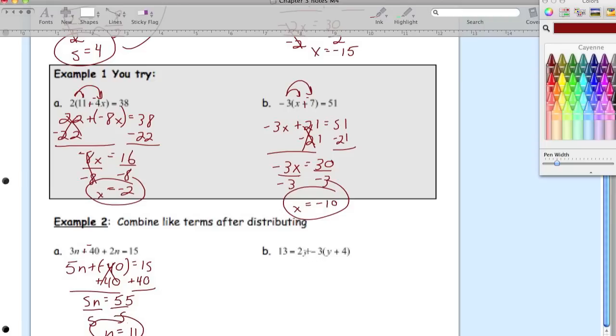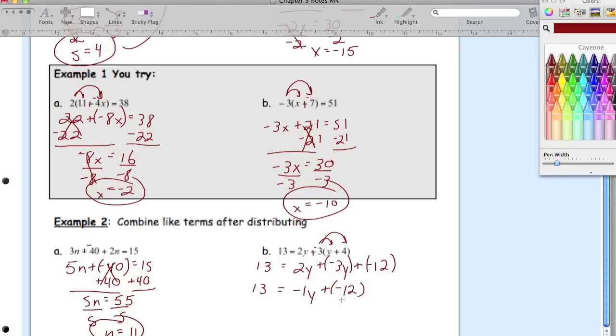In this one, we're going to avoid the 13 equals part right now. We're only focusing right here. So I have 2y minus 3 times y plus 4. I'm going to add the opposite first. Second, I distribute. So 2y plus negative 3y plus negative 12. I'm putting my negatives in parentheses if you've noticed. Now I have like terms, 2y, negative 3y. I get negative 1y plus negative 12.